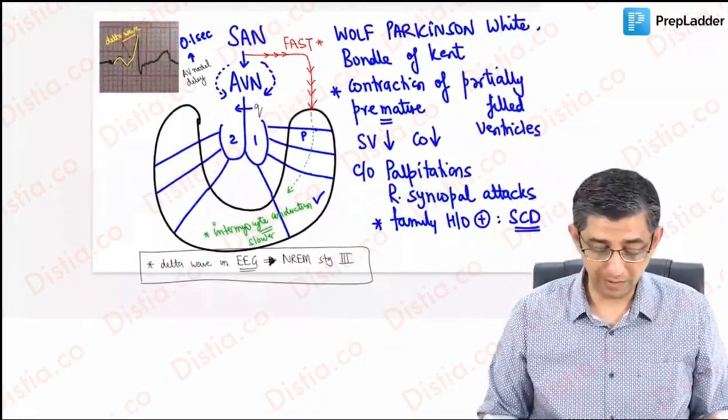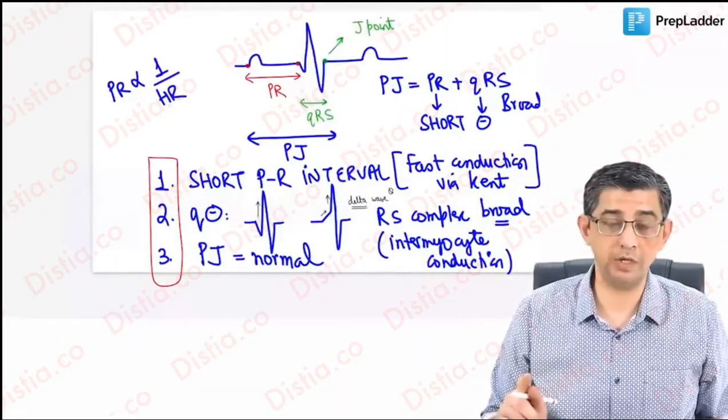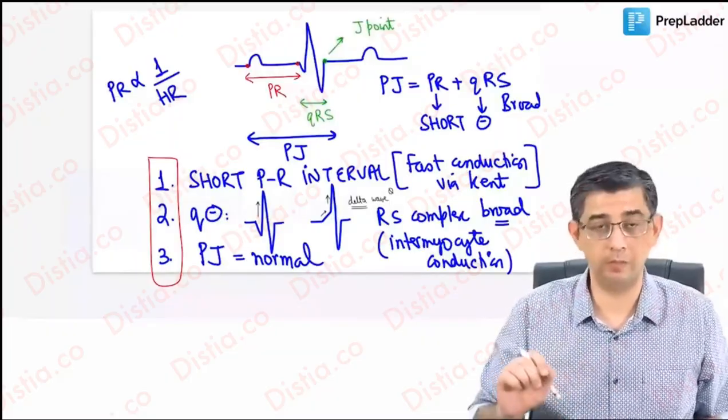The objective of the current part of the discussion was to sensitize you to conditions which would be having a short PR interval. At the moment, we've discussed two of them. Both require radio frequency ablation, WPW and LGL.